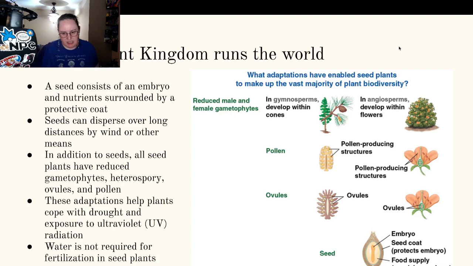Anyway, now, why does the plant kingdom pretty much run the planet? Well, these guys have insane ways of surviving. They figured out, hey, how do we survive? Well, let's protect our seed with nutrients and a protective coat so it doesn't dry out. It can be transported via wind or stuck to animals. If you've ever been hit by burrs and gotten burrs stuck all over you, congratulations, you've just been hit up by a seed.